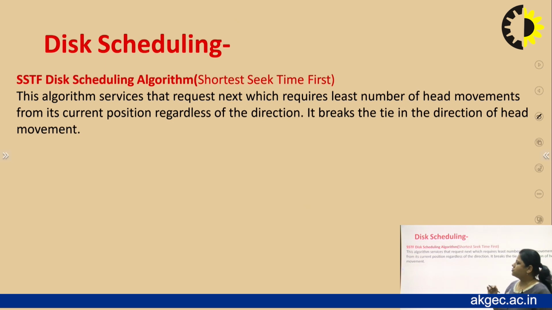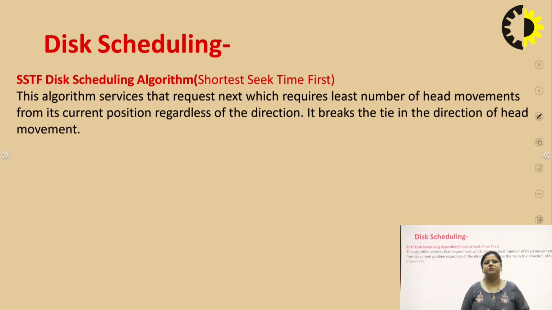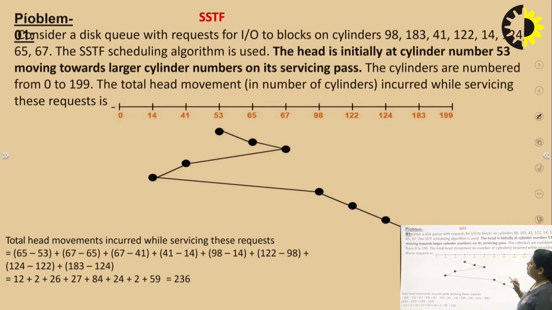Now, the shortest seek time first scheduling algorithm. What is the SSTF disk scheduling algorithm? This algorithm services the request next which requires the least number of head movements from its current position, regardless of the direction. It breaks the tie in the direction of head movement. So this is the SSTF disk scheduling algorithm, and now how we can solve this problem.